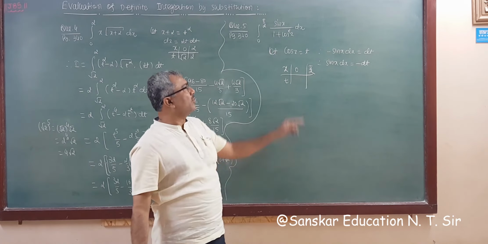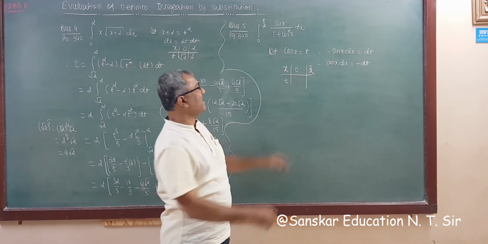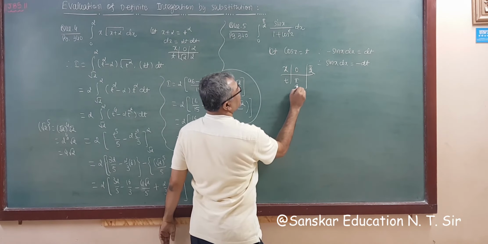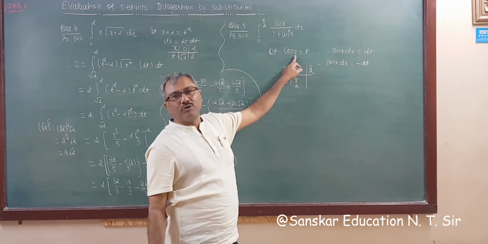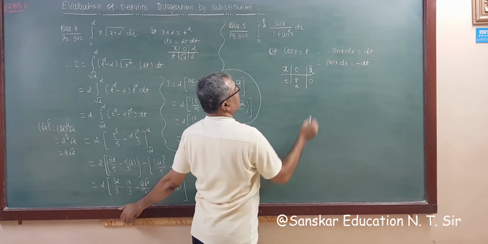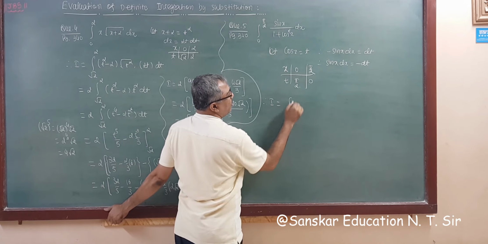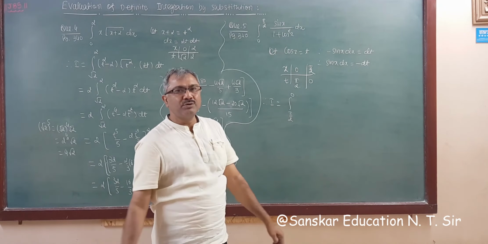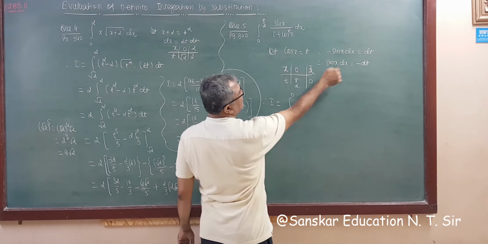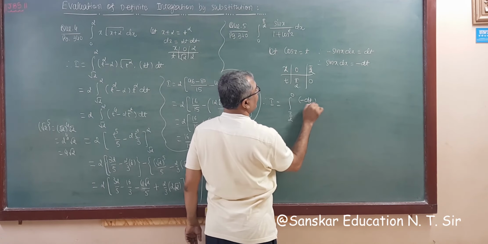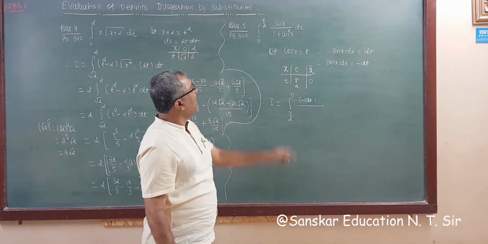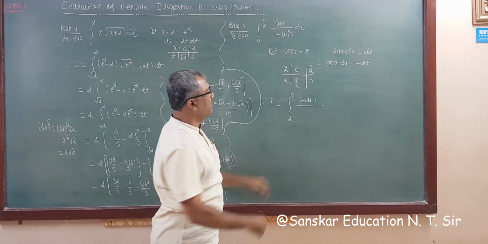If we substitute x is 0, cos 0 is 1, so the answer will be 1, and x is pi by 2, then cos pi by 2 is always 0. So your limit will be 1 to 0, right? Sin x dx is minus dt, and 1 plus cos square x, that is 1 plus t square.